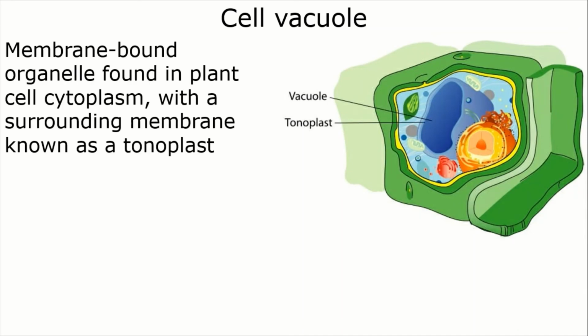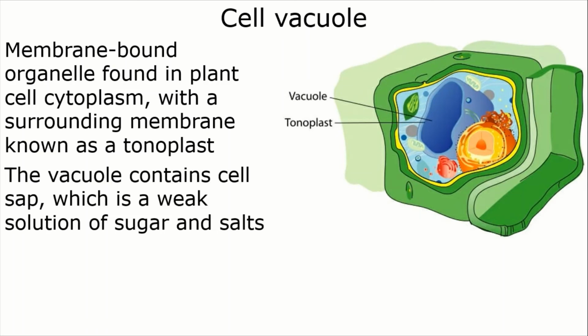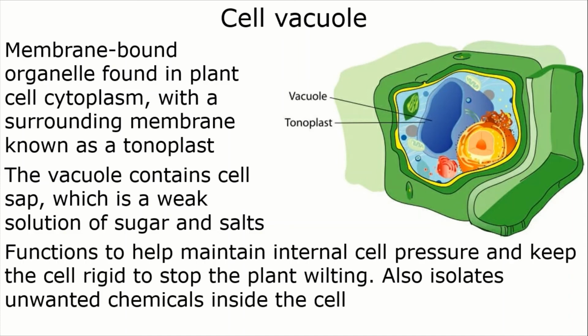Our final structure is the cell vacuole, and this is a membrane-bound organelle found in the plant cell cytoplasm, and its surrounding membrane is known as a tonoplast. The vacuole contains cell sap, and this is a weak solution of sugars and salts. And its function is to maintain internal cell pressure, and it keeps the cell rigid to stop plants wilting. And it also isolates any unwanted chemicals within the cell.